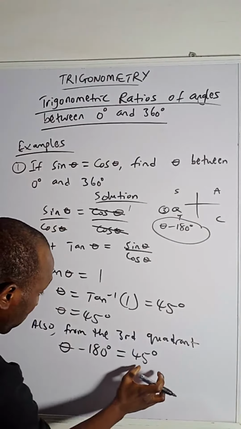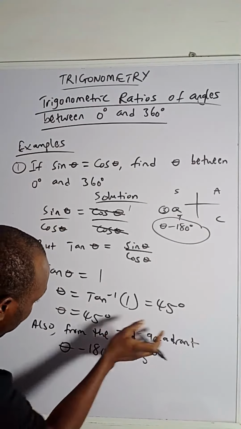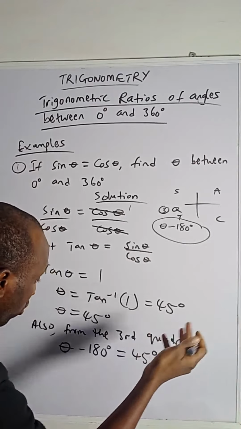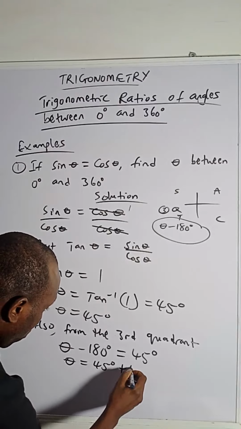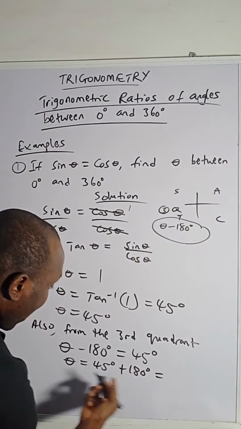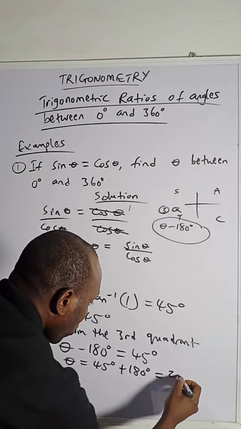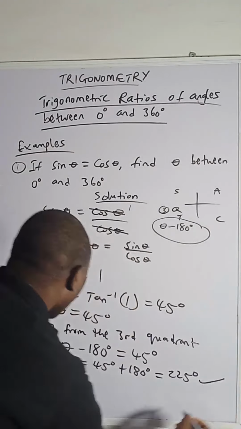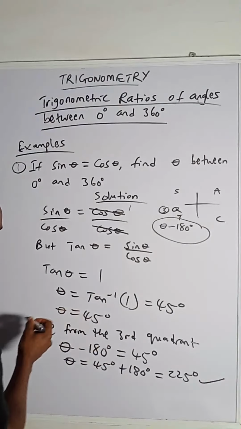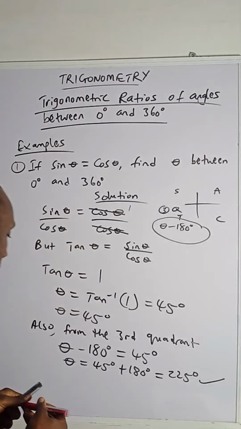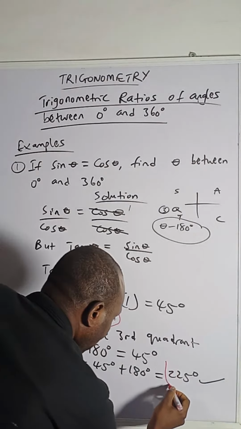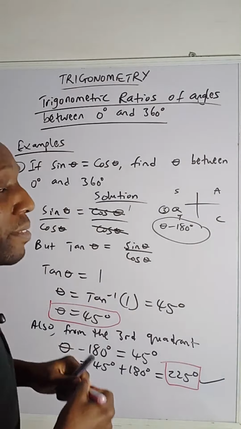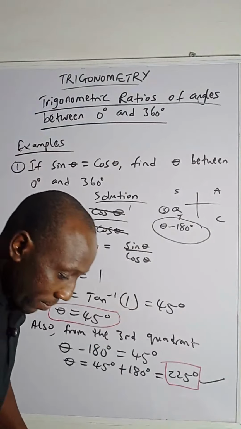So if you equate this to this, all you have to do is move negative 180 to the right-hand side, or you just add 180 to both sides. So here, theta is equal to 45 degrees plus 180 degrees. And when you add this, you get what? 225 degrees. So this angle, let me just highlight it, theta is 45 degrees and theta is also 225 degrees. Hope that's okay.